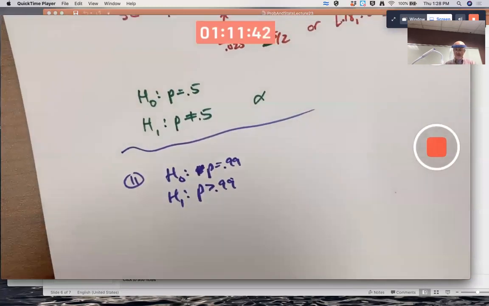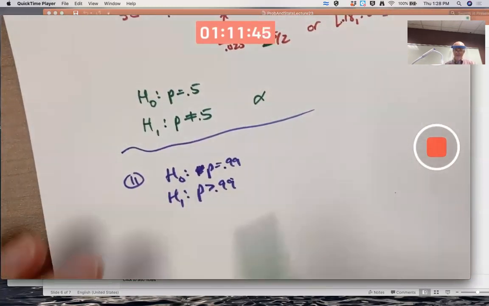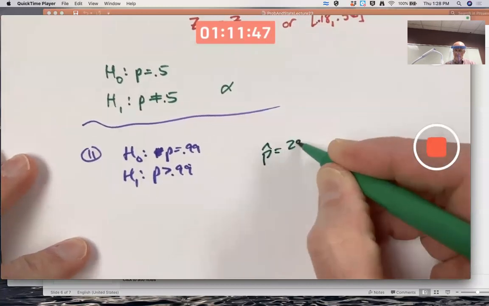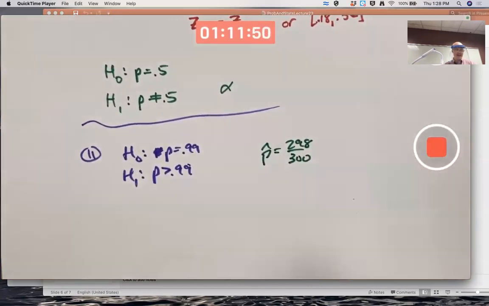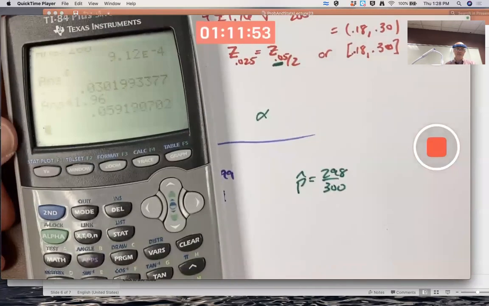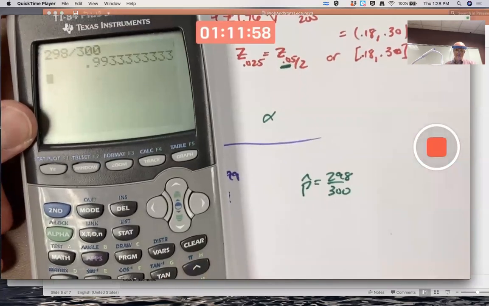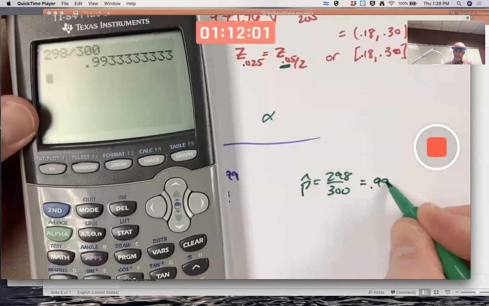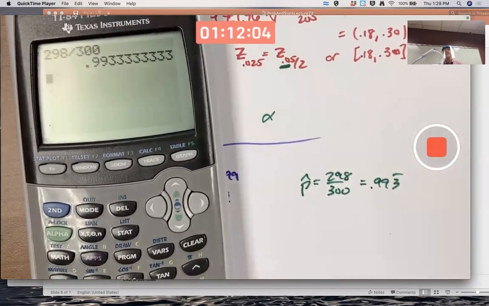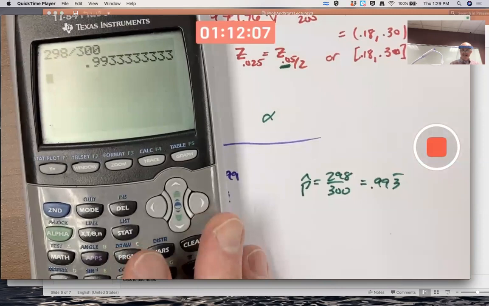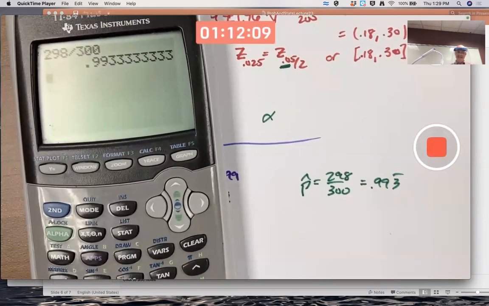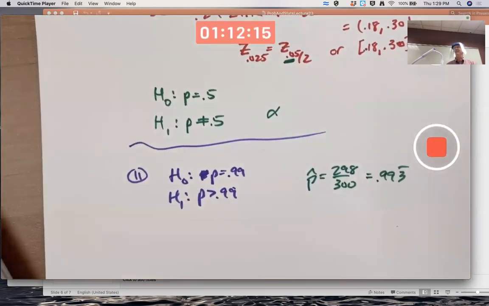P hat is bigger than 0.99. P hat is 298 out of 300. That is bigger than 0.99. So certainly for this sample, we get something bigger than 0.99. But the question is, is that enough bigger than 0.99 to feel confident rejecting that null hypothesis? That's always the question. Is it statistically significant evidence against the null hypothesis?